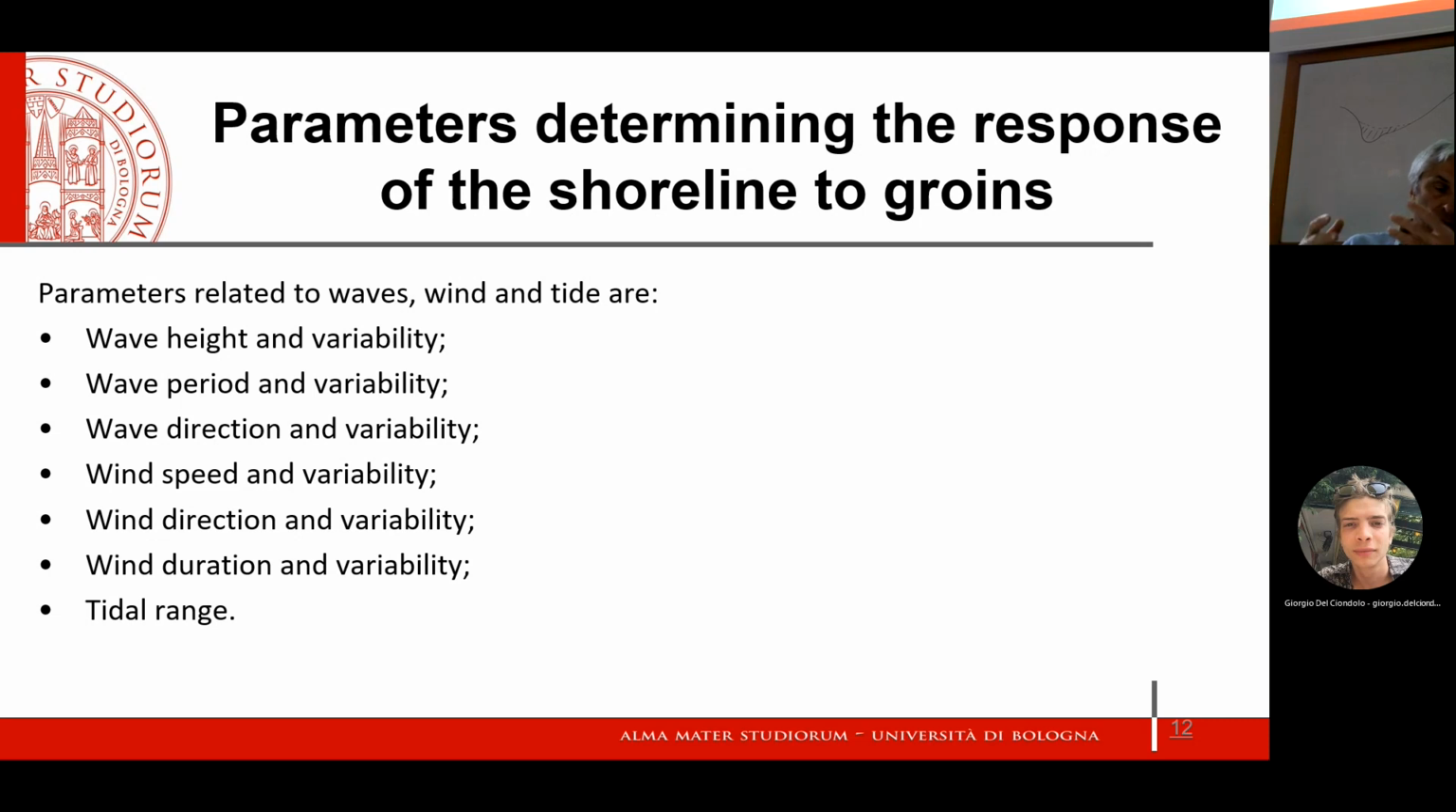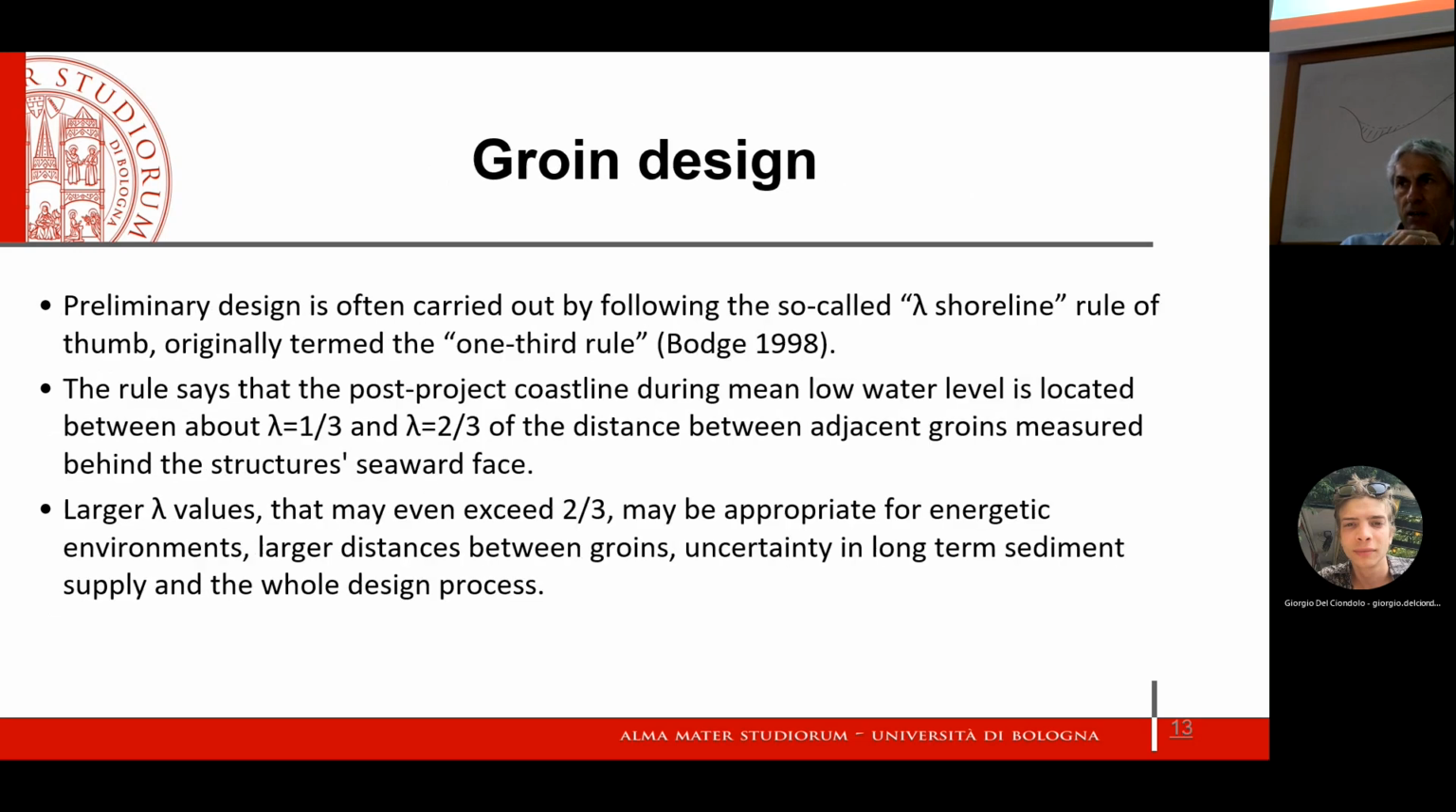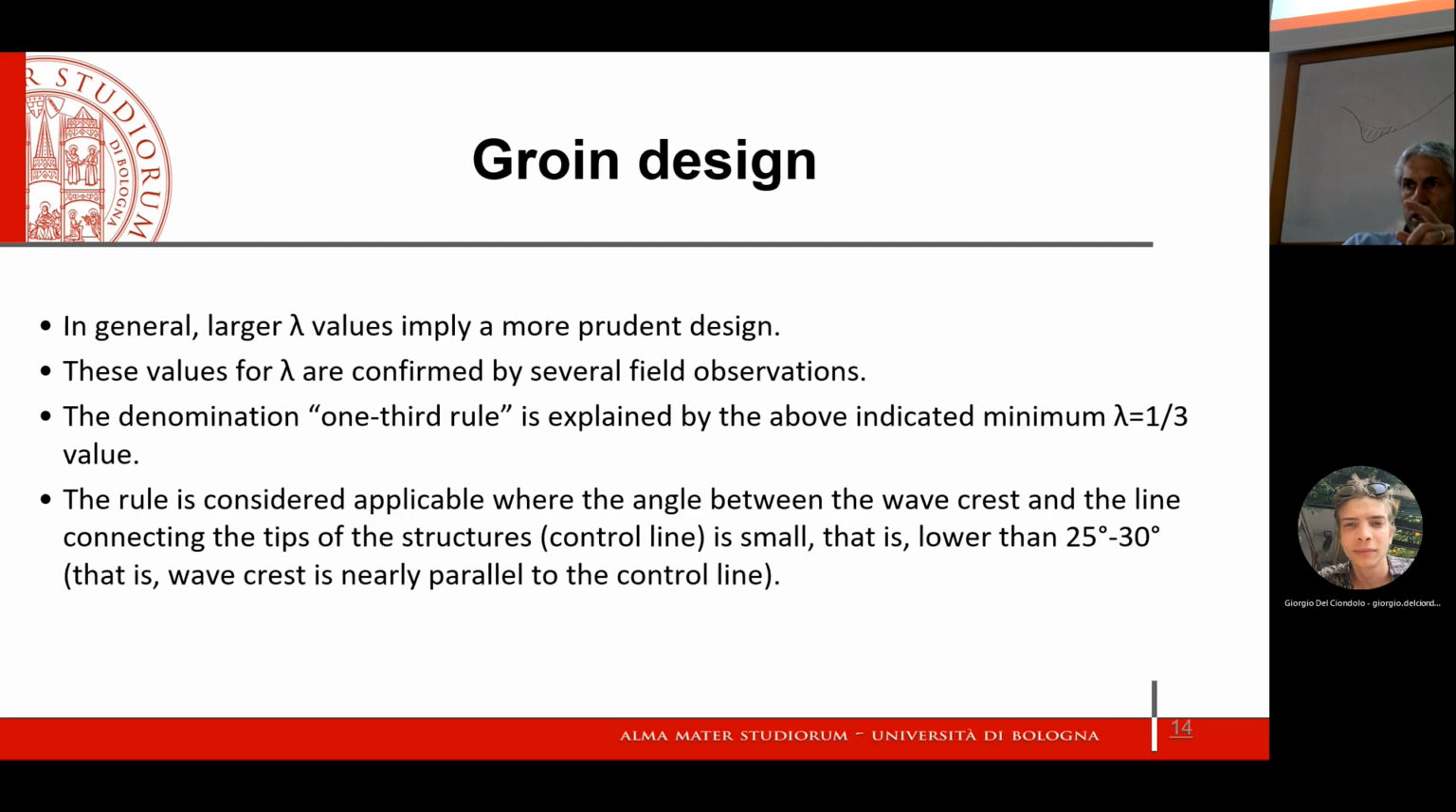And then I anticipate that in order to give a detailed prediction of the evolution of the beach, we usually use numerical models. But you know, numerical models also entail the requirement of a lot of information. So in any case, let's start with the empirical rule. And the empirical rule, which is very relevant, as I said, is carried out by following what is called the lambda shoreline rule, or lambda 1/3 rule. It is relatively recent, and we will see a picture here.